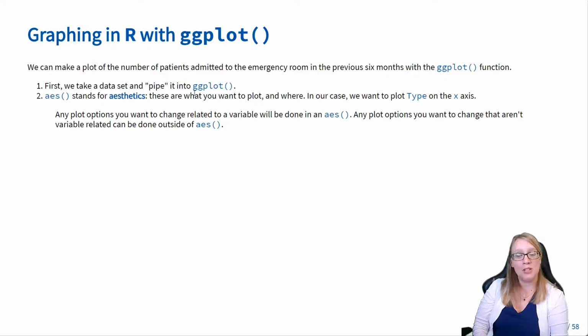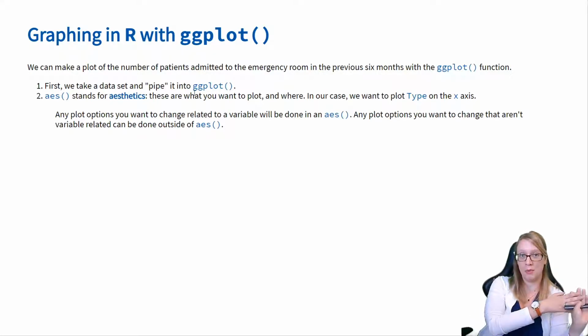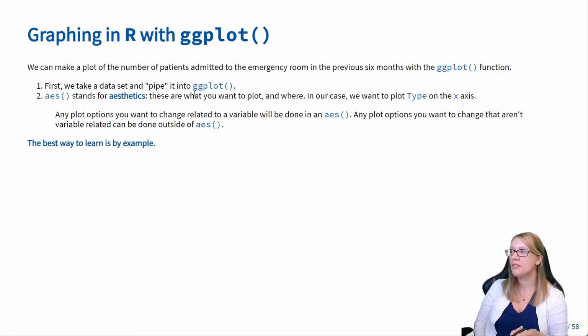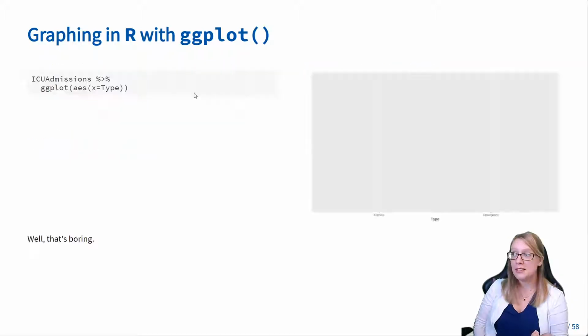Any plot options you want to change related to a variable, these could be axes, these could be colors, these could be size of points, will be done within an aesthetic. Anything that you want to change that isn't related to a variable will be done outside of the aesthetic. So that's how this works. So let's just start with some examples and build a couple plots.